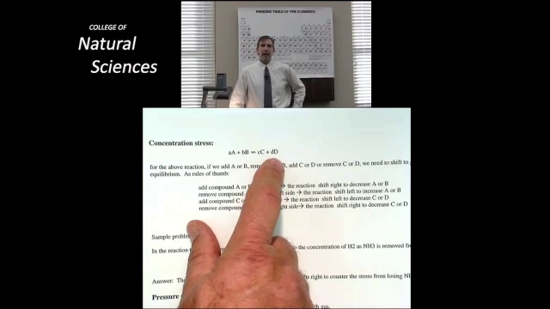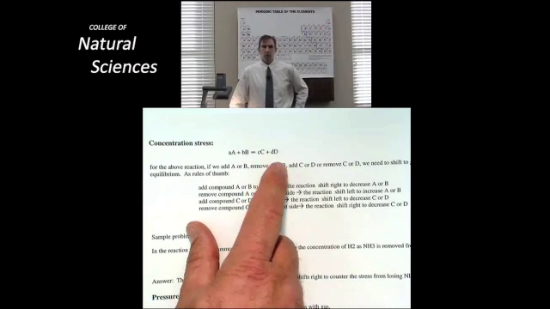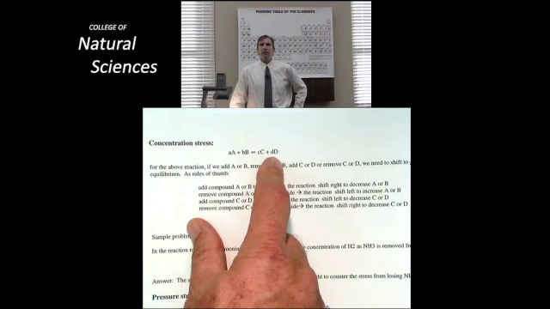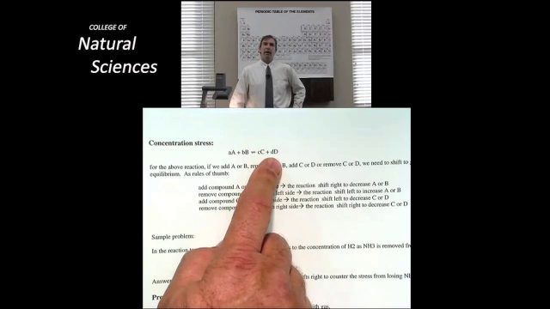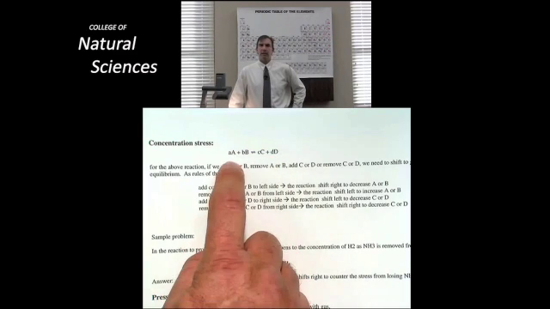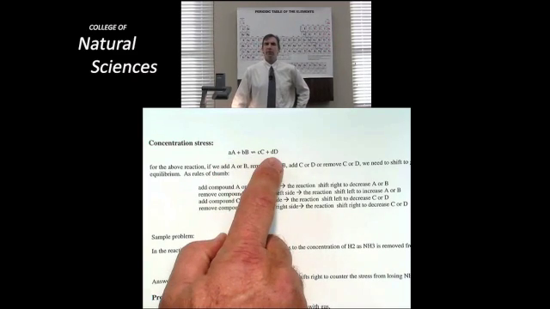Suppose I add C and D. Well, what I need to do is fight that. I need to move away from having C or D, and the only way I can do that is to shift to the left to reduce the amount of C and D, and that consequently increases the amount of A and B.